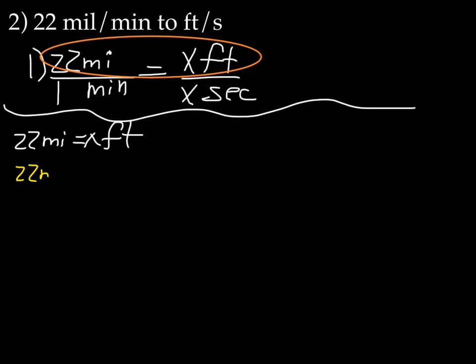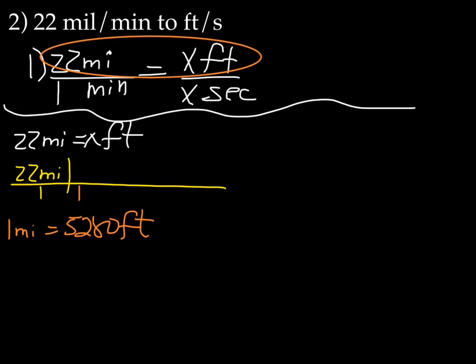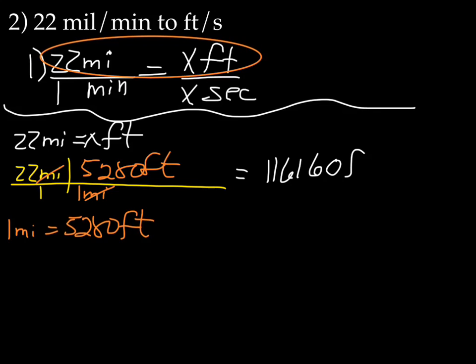We'll have 22 miles over 1. And the equality I came up with is 1 mile equals 5280 feet. And when I put that in the grid, I'll put 1 mile at the bottom so that the units can cross out, and 5280 feet at the top. When I multiply and divide and stuff, I end up with 116160 feet.